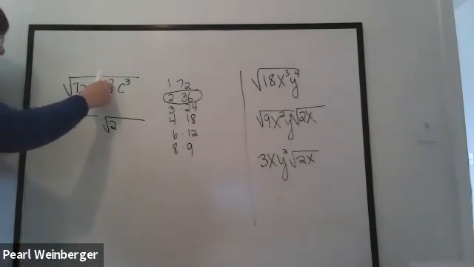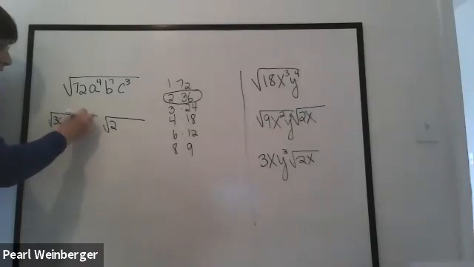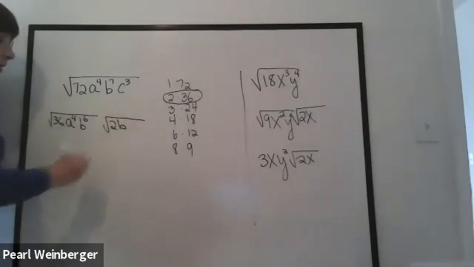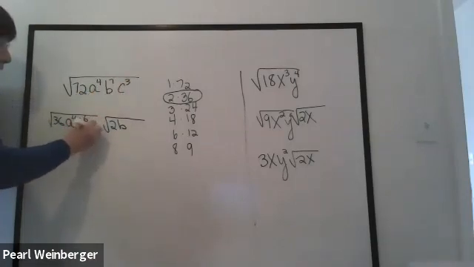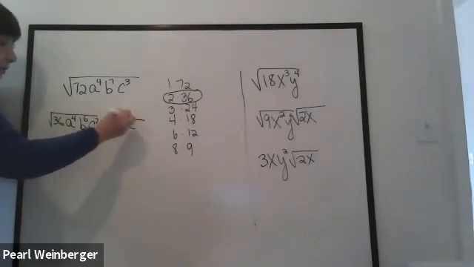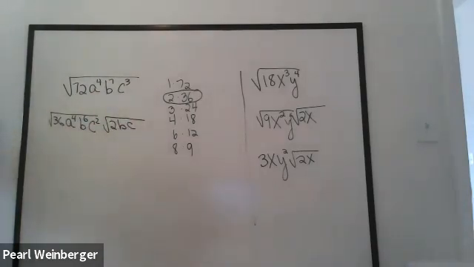I take 1 away from the 7, it gives me b to the 6, and I put a b in my second radical. C to the 3rd, again, I have to take 1 away from that. That'll give me c squared, and that'll leave me c for the second radical. And now this first radical is a perfect square. So I take the square root. The square root of 36 is 6.